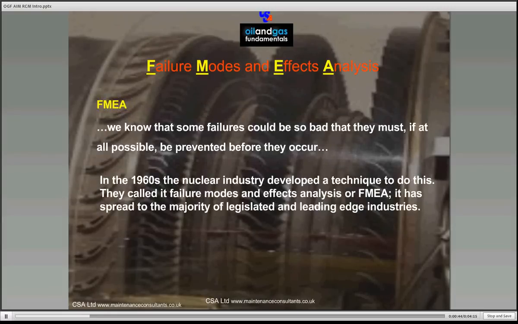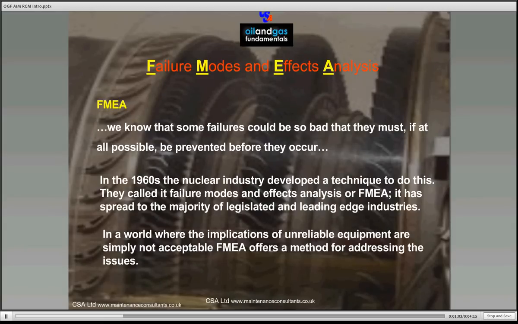We know that some failures could be so bad that they must, if at all possible, be prevented before they occur. In the 1960s, the nuclear industry developed a technique to do this. They called it failure modes and effects analysis, or FMEA. It has spread to the majority of legislated and leading-edge industries. In a world where the implications of unreliable equipment are simply not acceptable, FMEA offers a method for addressing the issues.